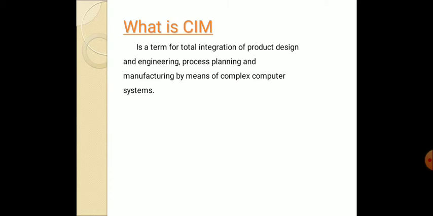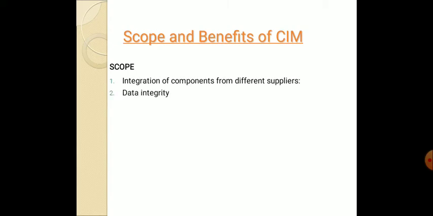So now, what is CIM? CIM is nothing but Computer Integrated Manufacturing, which deals with the integration of product design, process planning and manufacturing by means of a complex computer system. Next, the scope and benefits of CIM. Now we have to study the scope. In scope there are basically three types of scopes of CIM.